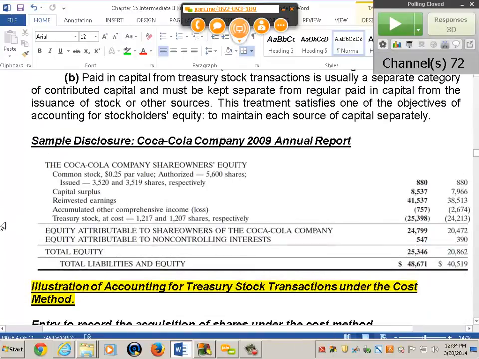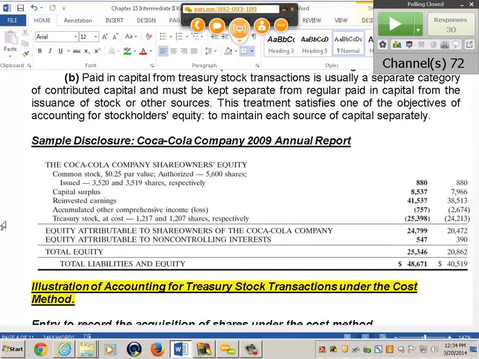And by the way, here's Coca-Cola again. And remember, under the cost method, it's a total reduction of stockholders' equity. Also, when you look at this disclosure, notice that up in the common stock, let me just spend a minute here, they give you the par value, number of shares authorized, number of shares issued. Notice the terminology, capital surplus.